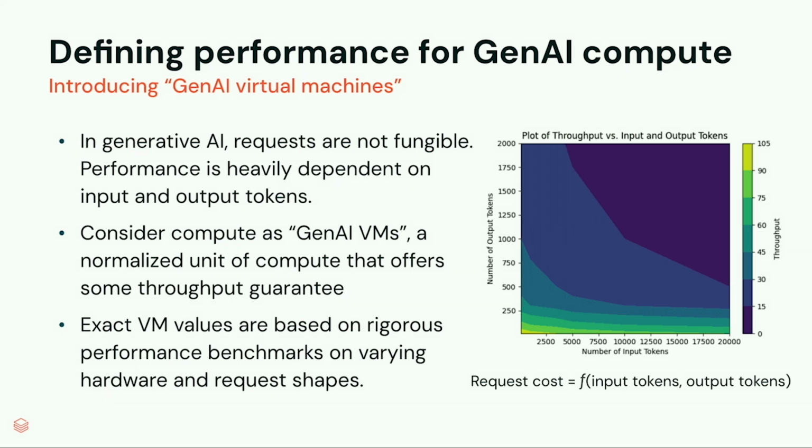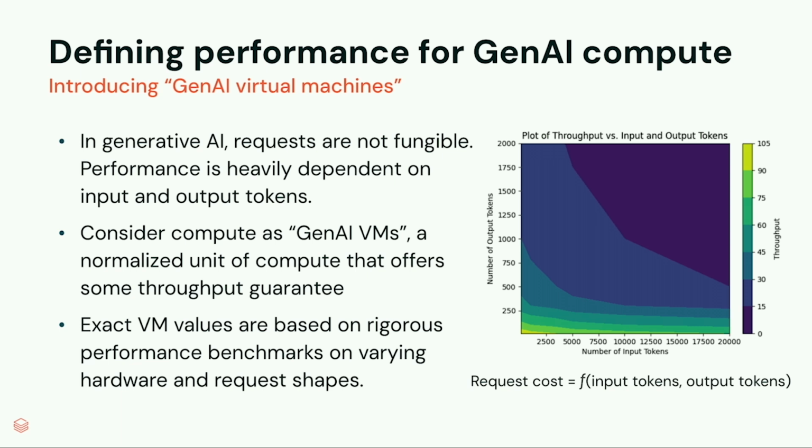For example, if you take that bottom right corner where you have 20,000 input tokens, maybe only 100 output tokens, you're in this 75 to 90 throughput range. But if you contrast that with maybe a fewer number of absolute tokens, but in a different ratio, let's say 2,500 input tokens and 2,000 output tokens in that top left corner, now you're looking at only 15 to 30 throughput. And so that makes it really hard to plan if you're only going based off the number of requests that are coming in, in terms of what throughput you can guarantee. So one of the key things that we did here is that we actually split up our compute into what we call these Gen AI VMs, which is a normalized unit of compute that offers some throughput guarantee based on the request shape and the model.